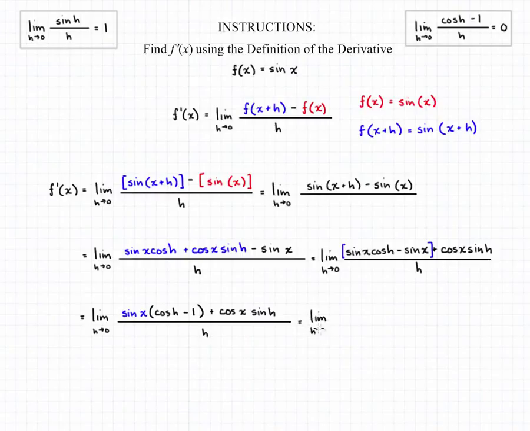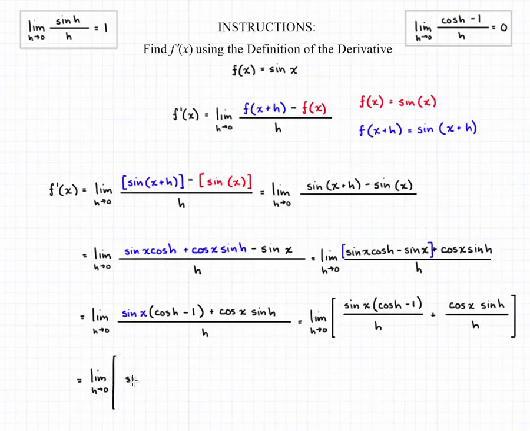Now we're going to break up our single fraction into two separate fractions so we can use some limit identities to simplify. We're going to have the sine of x times the cosine of h minus 1 over h plus the cosine of x times the sine of h over h. And from here, we're going to factor out in front the sine of x and the cosine of x portions of our terms.